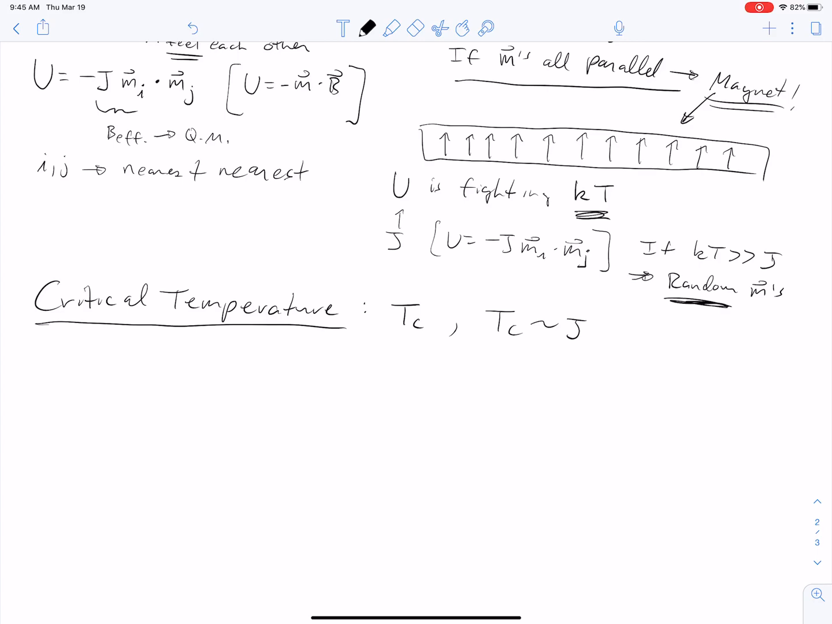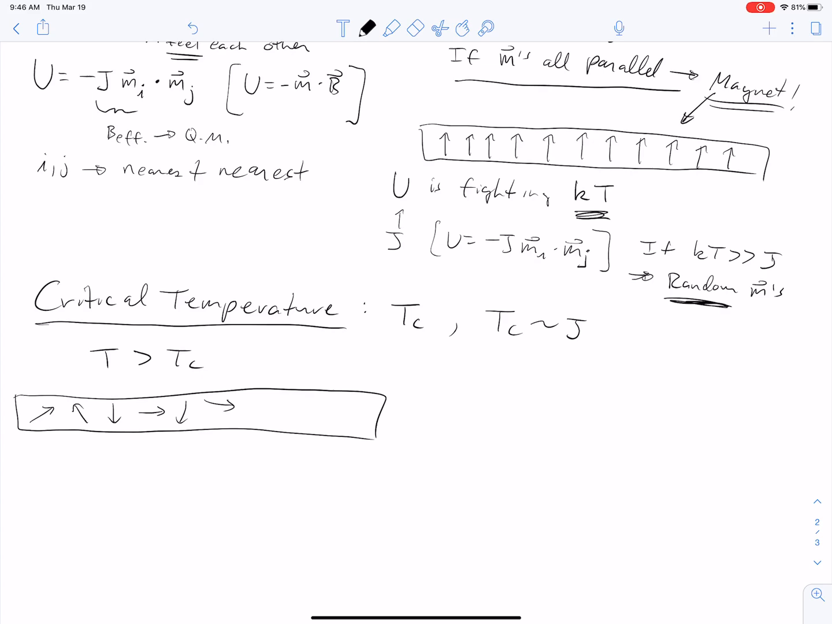If J is small, Tc will be small. And so if my temperature is greater than Tc, that means that the randomness of the heat bath wins, and all my magnetic moments are random. They're just pointing in random directions, because now the temperature wins. And temperature, as you know, is random. It's all about entropy and randomness. And so the magnetization of the material is 0.